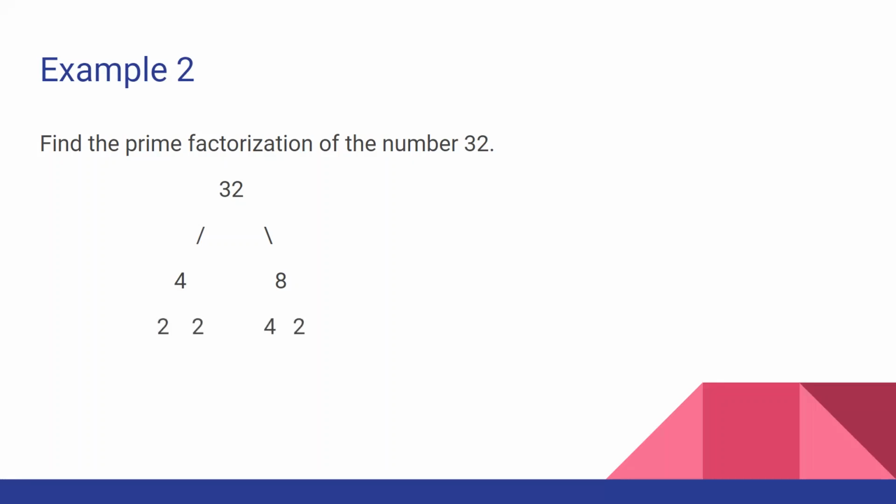Prime factors for 4 are 2 times 2. Prime factors for 8 are 4 times 2. So 2 and 2 are prime factors, so you can leave that alone, 2 times 2. But in the second set, 4 times 2, the 2 is a prime factor, but 4 is not. So you're going to have to factor 4 down further, which is 2 times 2. So we have 1, 2, 3, 4, 5 2's. So the prime factorization of the number 32 will be 2 times 2 times 2 times 2 times 2, or 2 to the power of 5. We will get into that later.